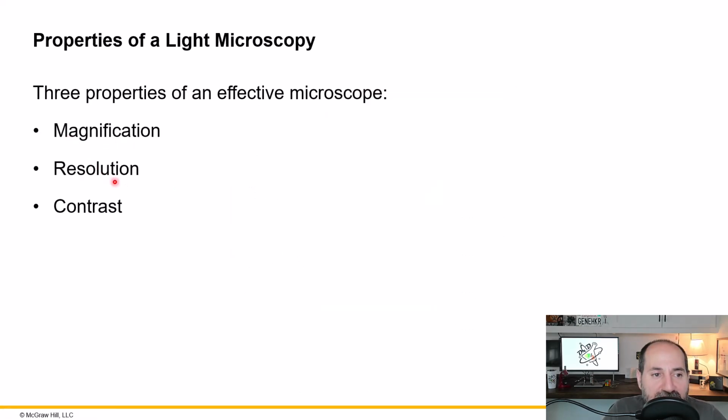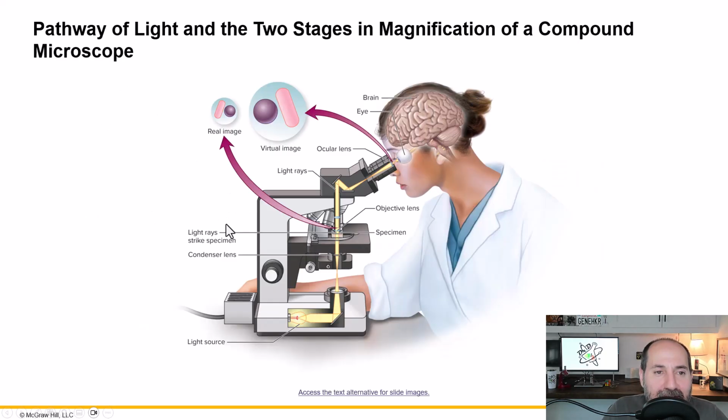Again, please know these terms. Magnification is how many times larger your specimen appears than it really is, while resolution is the ability to distinguish between two close small dots, and contrast is the ability to see an image as it stands out against the background. So how well your specimen stands out against the background. Remember that the specimen you see is inverted and reversed. So your specimen is kind of upside down and flipped.